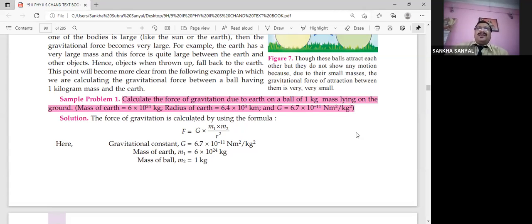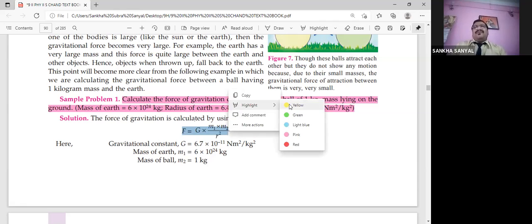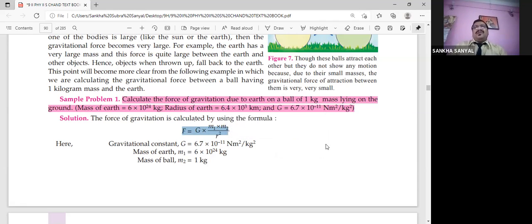Check with this. We are asked to find the force of gravitation. So F is to be found out. We use the same formula that we had been discussing at length till now. If I use this formula, I have all the values being provided to me. M1 is the mass of the Earth, which is given in the question as 6 into 10 to the power 24 kg. The mass of the ball, which is M2, is taken to be 1 kg.